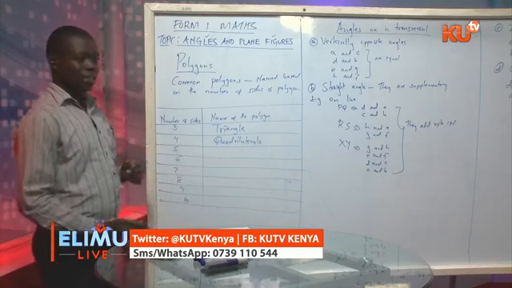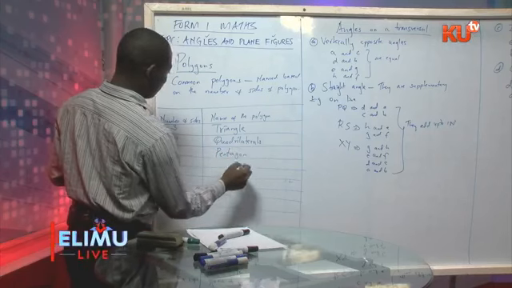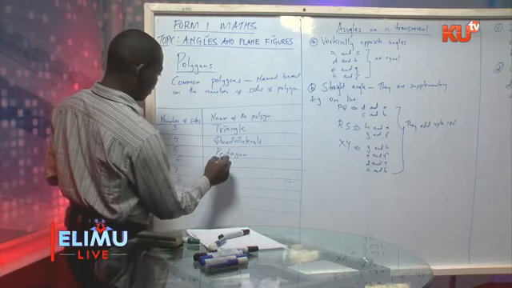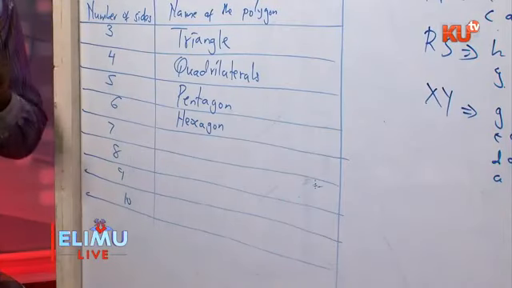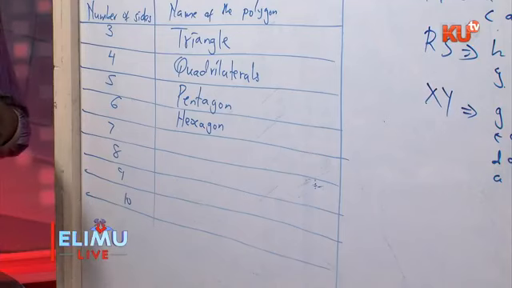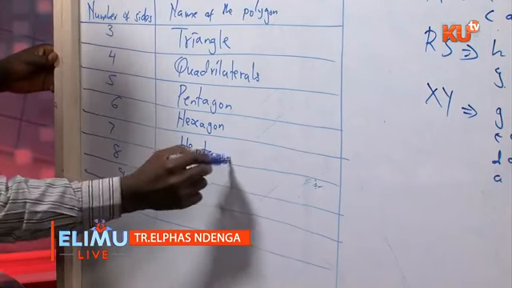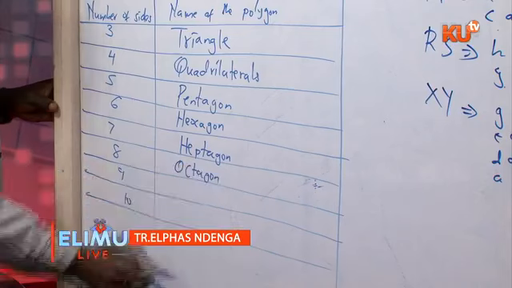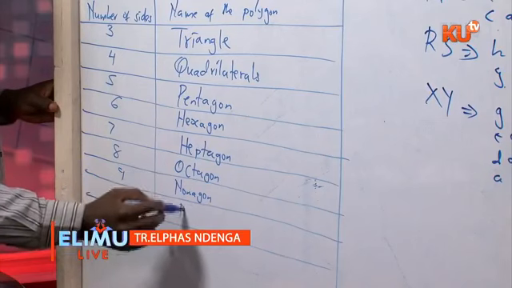A polygon with 5 sides is a pentagon. That is common to most students, the pentagon, 5 sides. 6 sides, hexagon. 7 sides, those who are in sports will be able to tell, 7 events and 10 events. Heptagon. 8 sides, we call it an octagon. 9 sides, we call it a nonagon. And 10 sides, we call it a decagon.